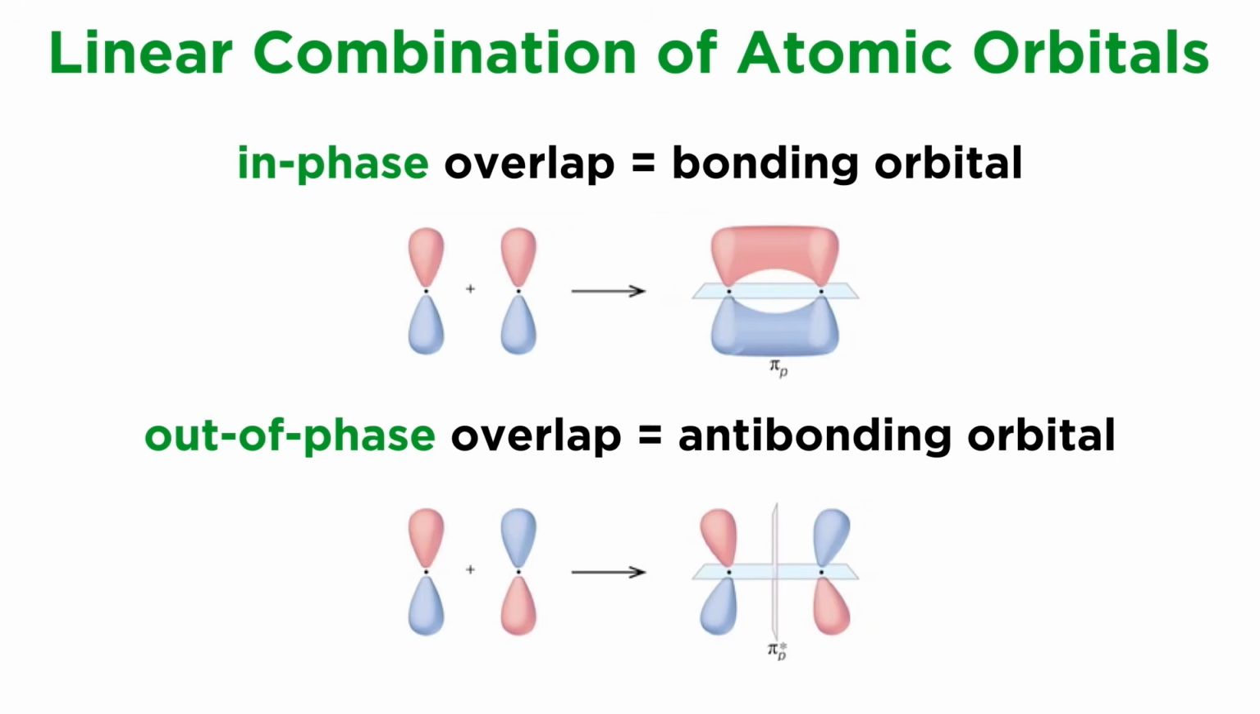If two p orbitals have lateral overlap rather than direct overlap, they generate pi orbitals. If they overlap in phase, it's the pi orbital, which is a bonding orbital. The node will be on the internuclear axis. If they overlap out of phase, it's the pi star orbital, which is an antibonding orbital. The node will be between the nuclei, meaning electrons cannot be shared between them.